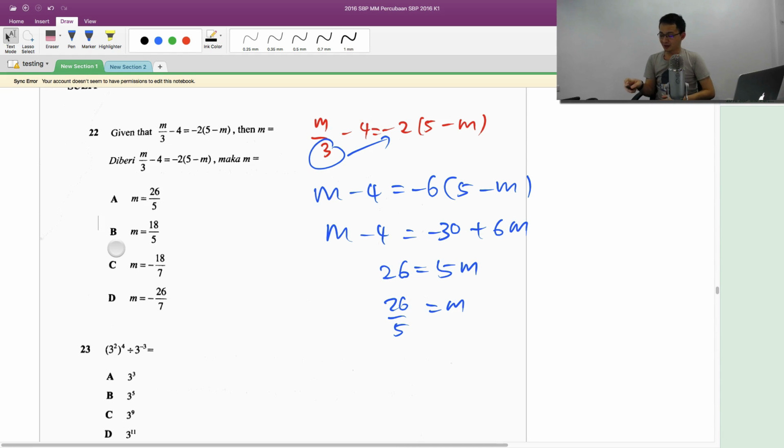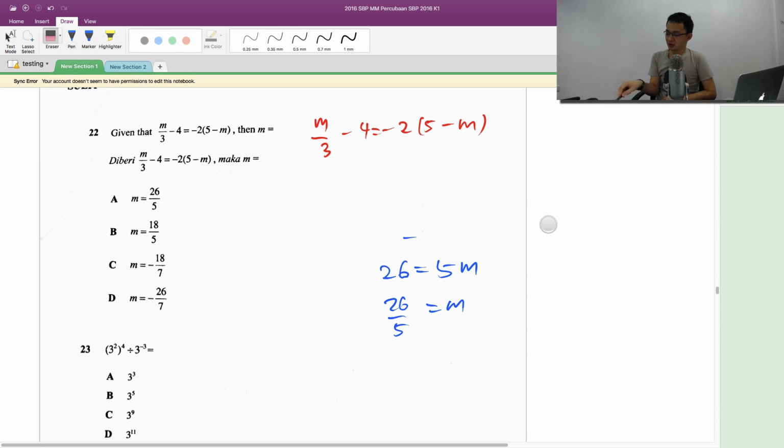Because why is this wrong? Why I cannot move the 3 to the other side? Because the 3 over here is only for m. It's not for the 4 here. Unless this over is the whole thing like this. Then, yeah, what you do is correct. Means the over 3 is for m and for negative 4. But in this case, it is not. So you cannot straight away move the 3 to the other side. Doing like this is wrong.